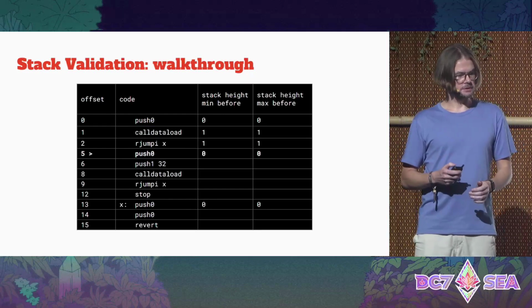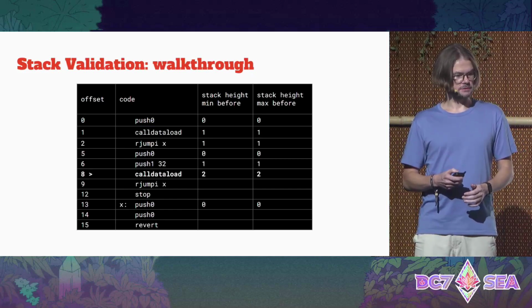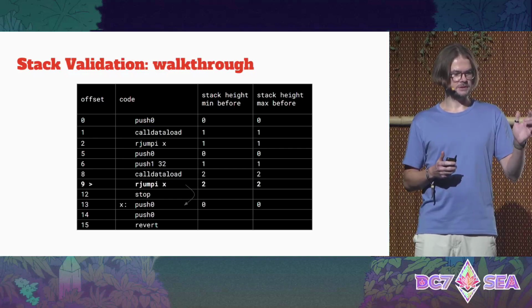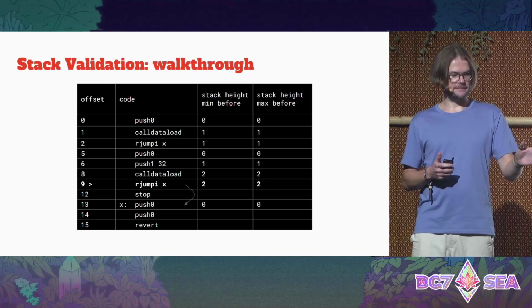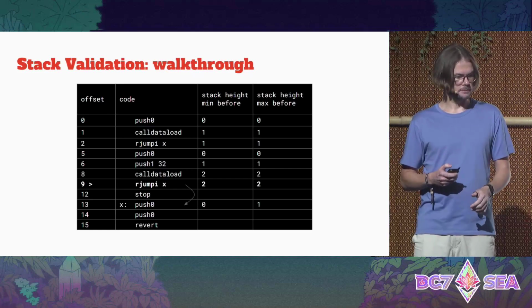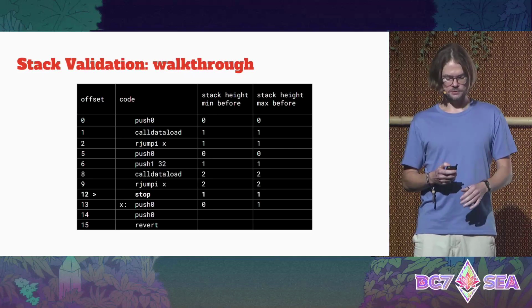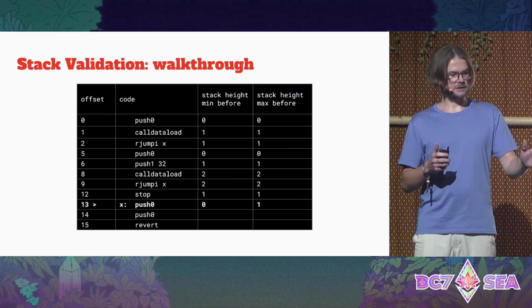Then we continue with the next instruction. This is another push and call data load, and then another conditional jump that targets the same offset that we have already seen before. At this point, stack height is 1 after our jump I, and we have to expand the stack height range that we have seen at the target before. So 0, 0 becomes 0, 1. Then we have a stop with an extra value on the stack. This is allowed and valid. And then we get to this branch. This is an interesting branch because it has multiple possible stack heights.